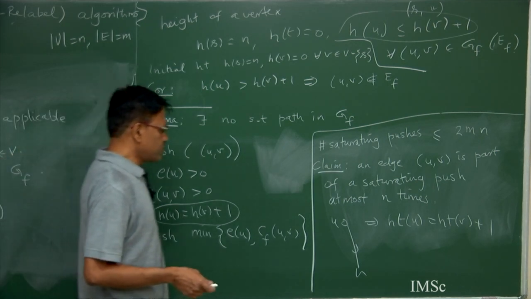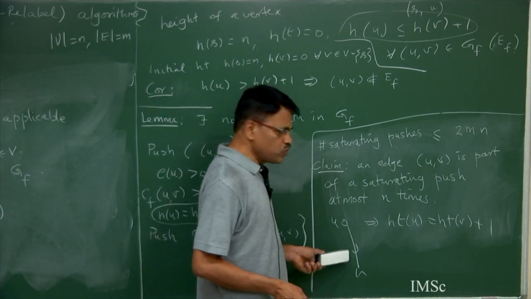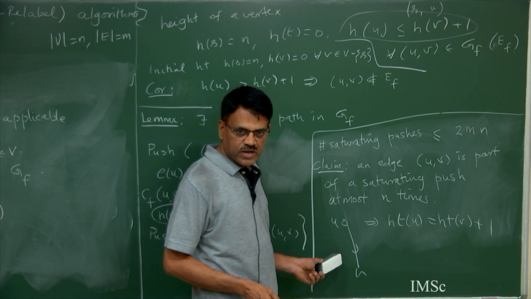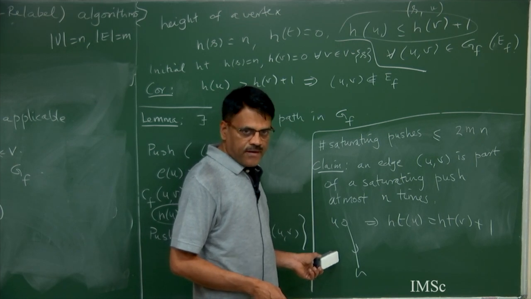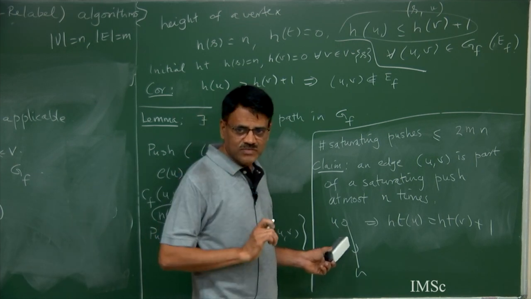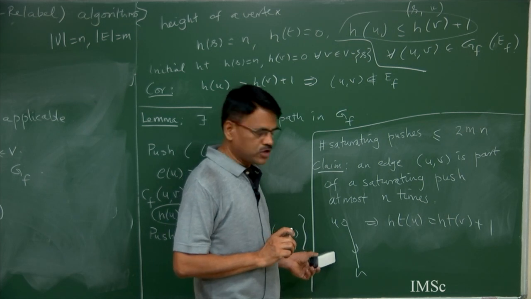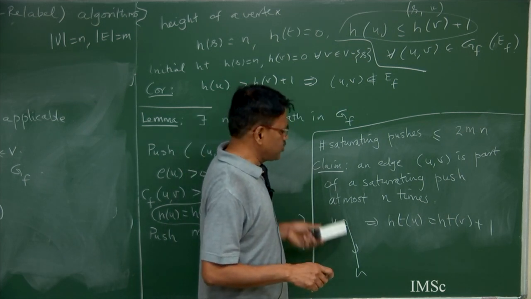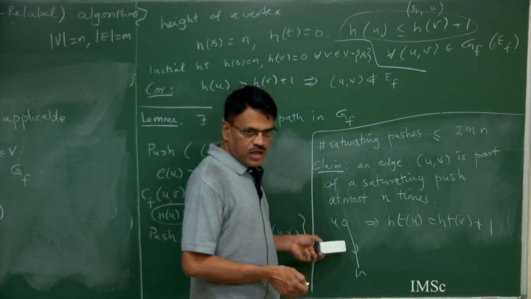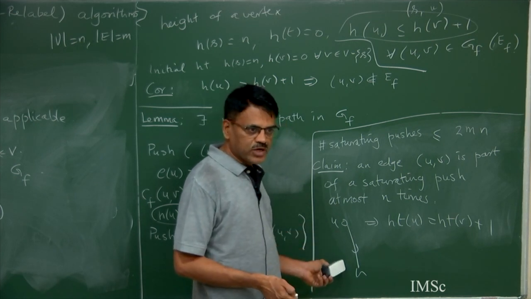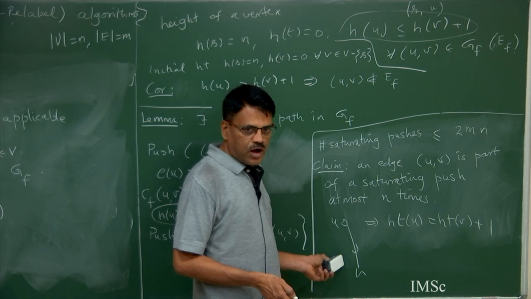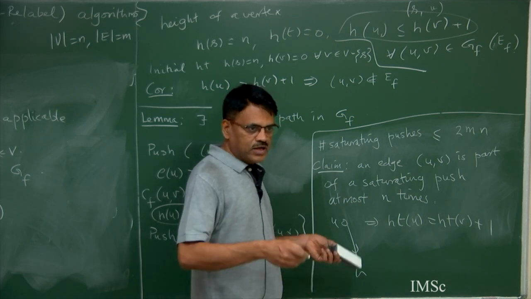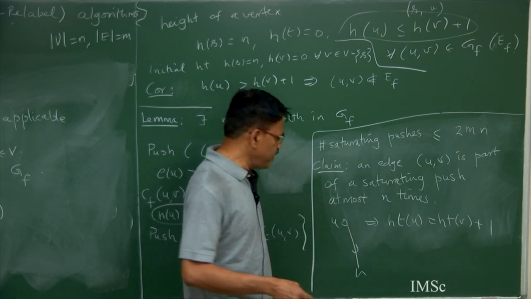Okay, what happens after this push? This edge UV goes out of the residual network. This is more or less the exact argument in the Edmonds-Karp shortest path. So then, how can it participate in any saturating push at all? Well, it has to come back to the residual network, right? How will it come back to the residual network? There must have been a flow from V to U, right?